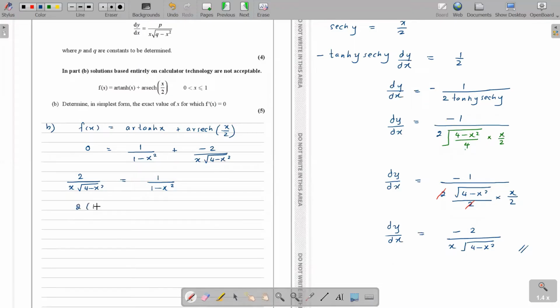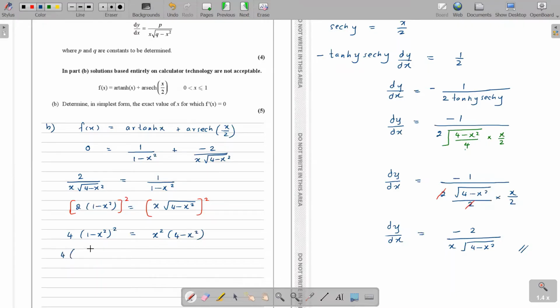We'll cross multiply: 2 times 1 minus x square equals x times root 4 minus x square. Is that okay? And then I need to get rid of this root here, so I'll square both sides. Shall I square both the sides? What do we get here? 2 square is 4, times 1 minus x square, squared. Here we get x square times root 4 minus x square, which when squared becomes just 4 minus x square. Do you agree with me?